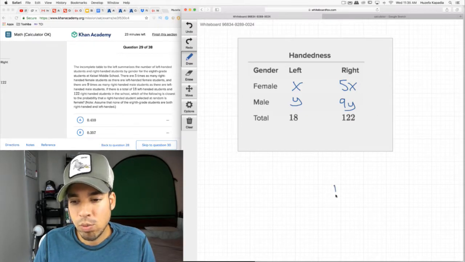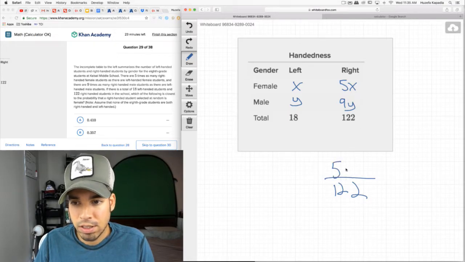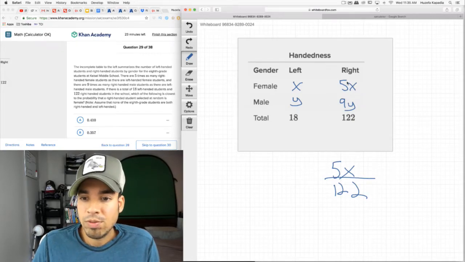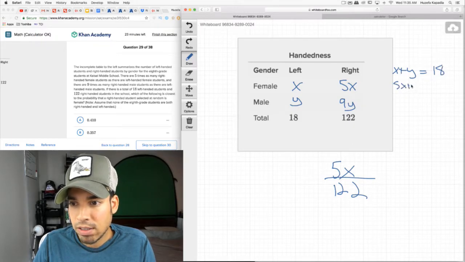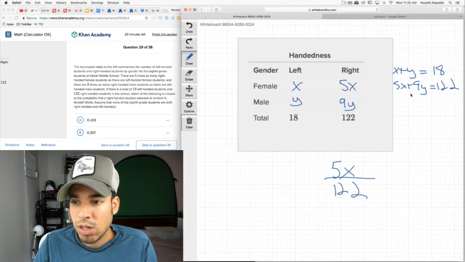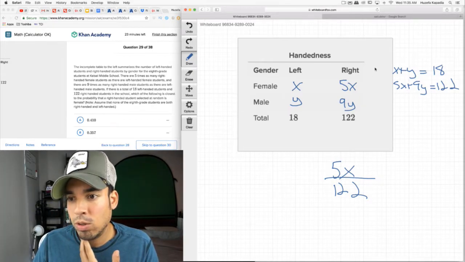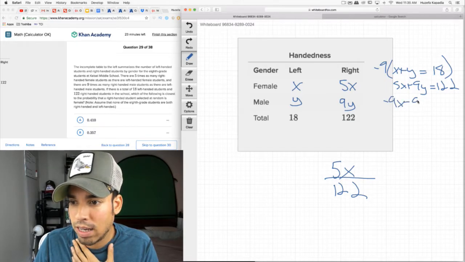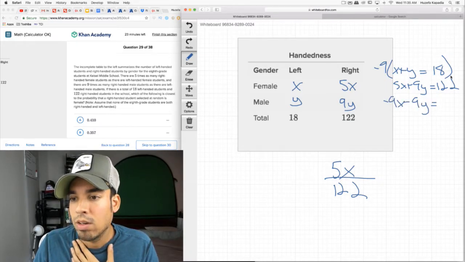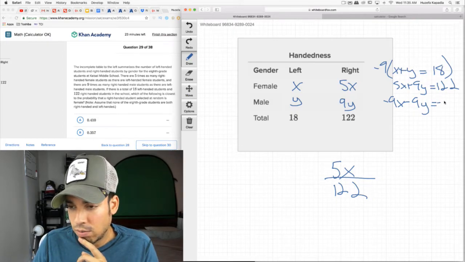So right-handed is 122. And the probability that it's female is 5x over 122. But what is x? We've got to solve that. So we've got a nice system of equations here. Look, this plus this equals 18. And this one is 5x plus 9y equals 122. Boom, simple as that. We want to solve for x, so let's eliminate y. So I'm going to multiply this entire top thing by -9. We got -9x minus 9y equals -162.